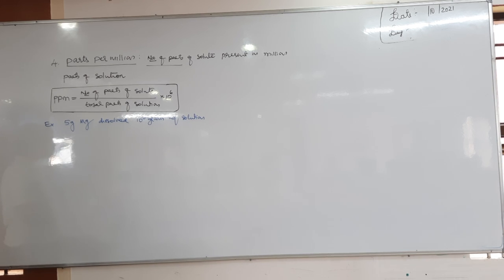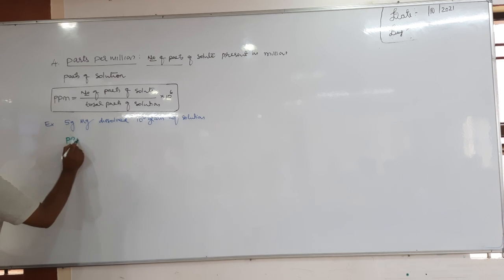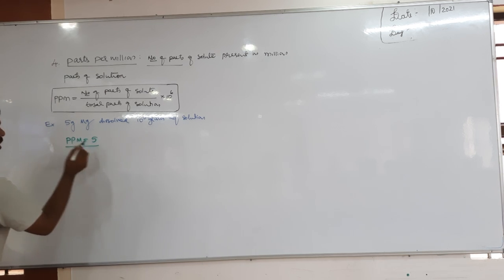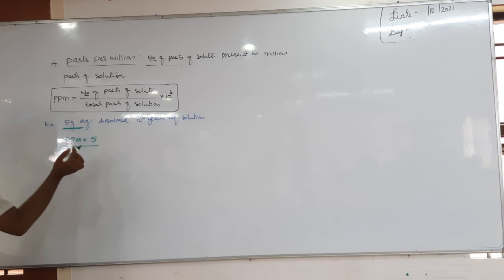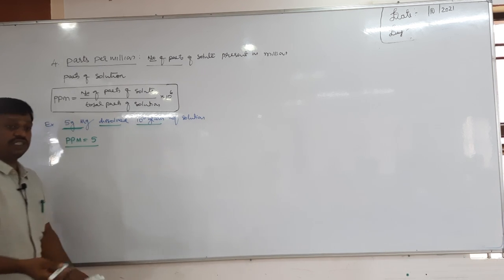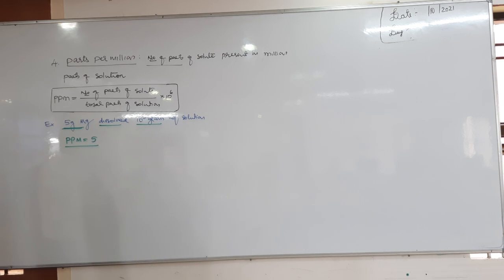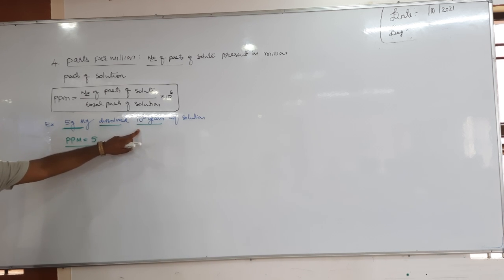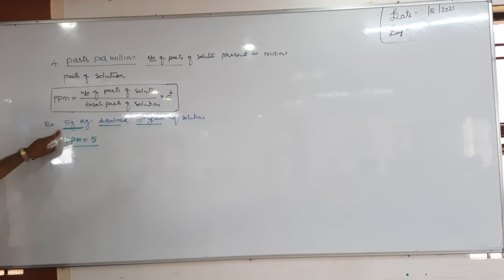So what is the ppm? 5. Why? So ppm equal to 5 only, because here 5 grams of the solute, that is magnesium, is dissolved in how many grams? 10 power 6. That means the number of parts of the solute present in million parts of the solution. In million parts of the solution, 5 grams of magnesium is dissolved. Therefore, the hardness of water is 5 ppm. So in this way we can calculate.